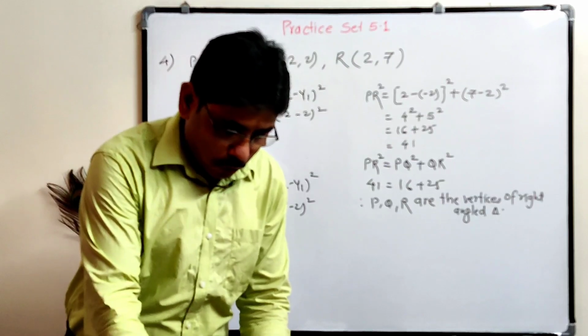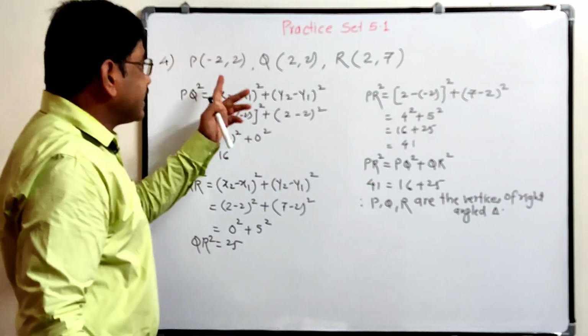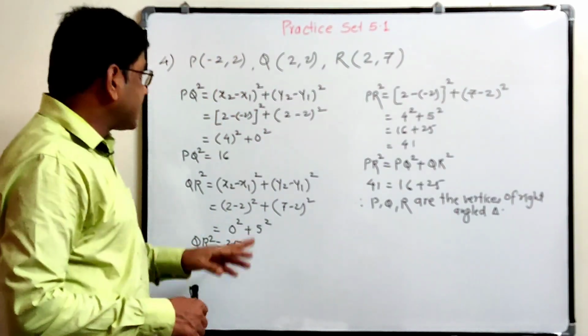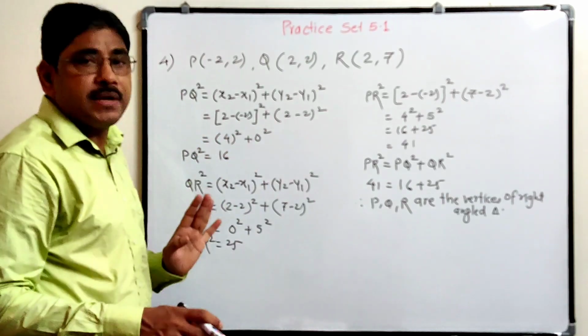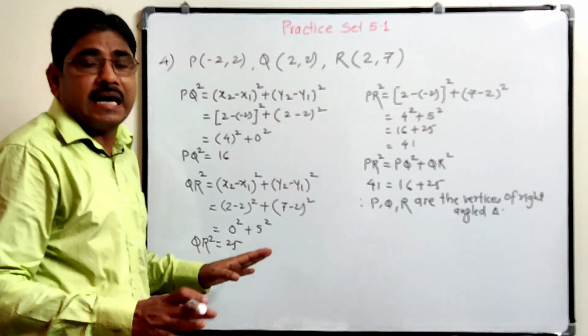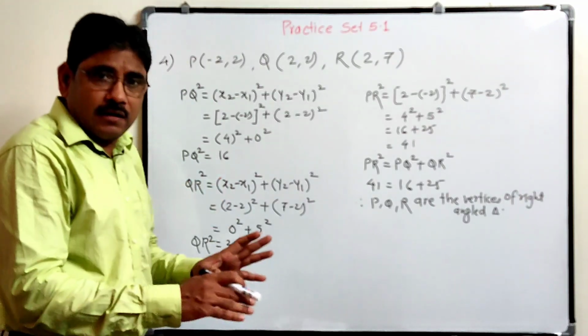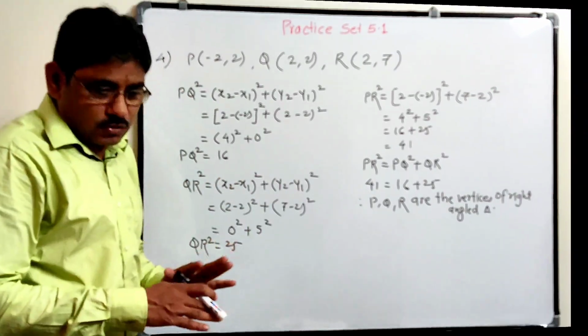Whenever we have to show this is a right angle, equilateral triangle, or isosceles triangle, no need to write squares then. Remember, find PQ, QR and PR and compare. If all three are equal, then it is equilateral. Any two are equal, it is isosceles.